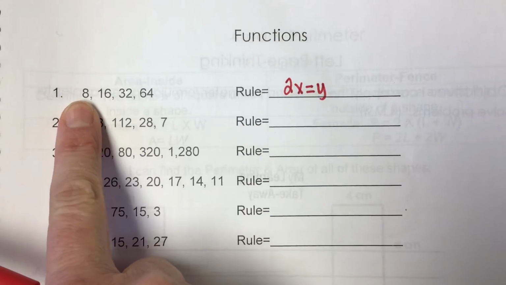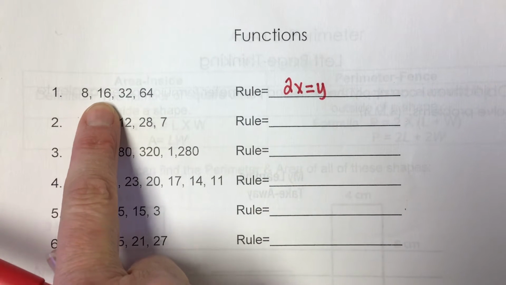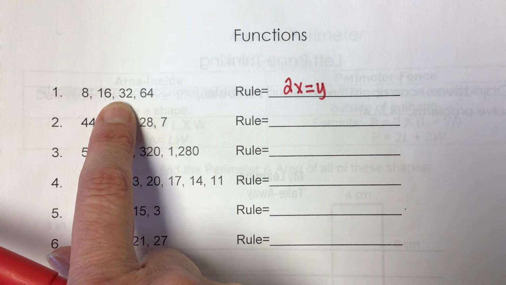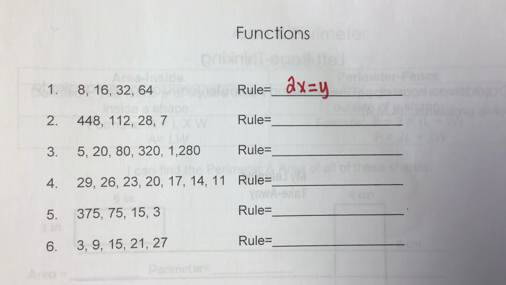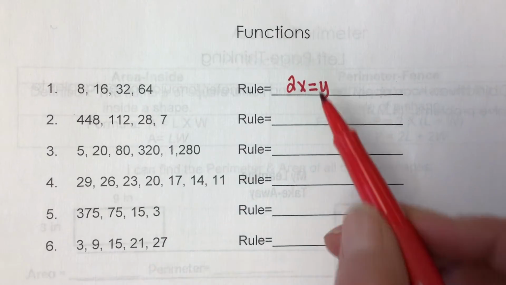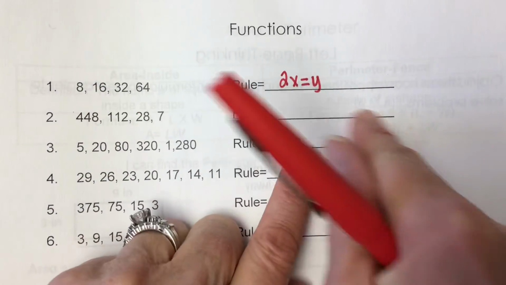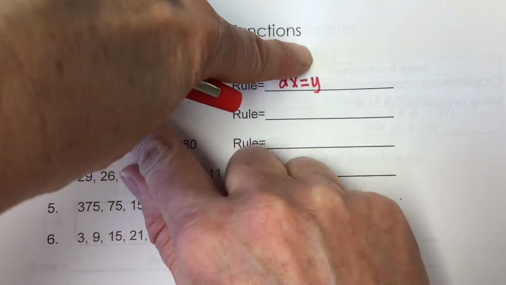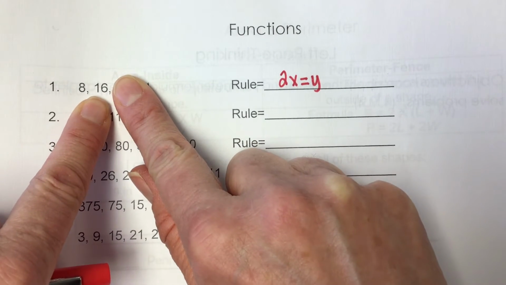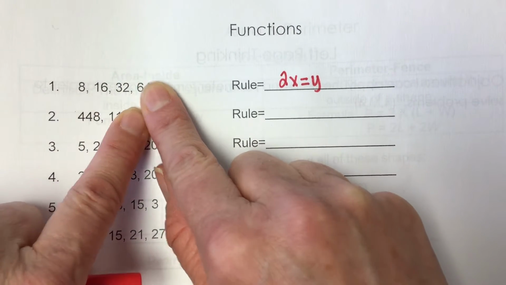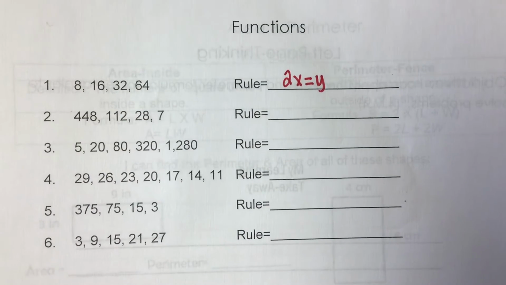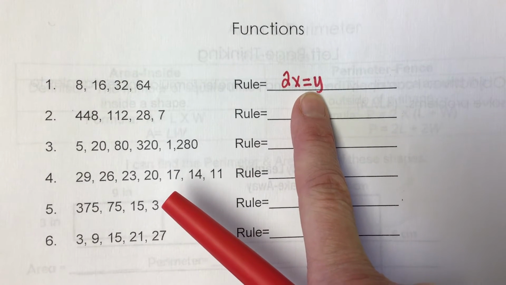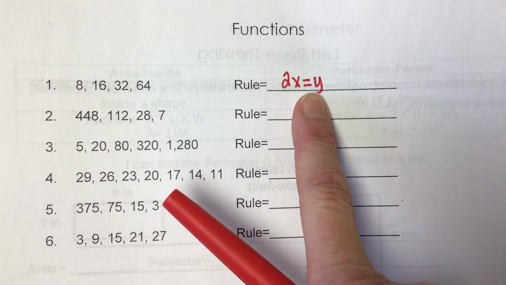So 2 times 8 equals 16. 16 times 2 equals 32. 32 times 2 equals 64. Yes, ma'am. Well, so the y is what you get when you follow the rule. So if 8 is my x, then my y is 16. If 16 is my x, then my y is 32. If 32 is my x, then my y is 64. Okay? What if 5 is my x? Then what is my y? If 5 is my x, what is my y?